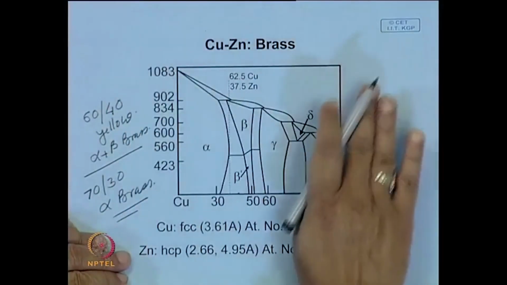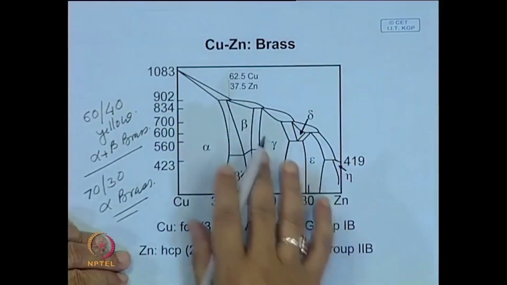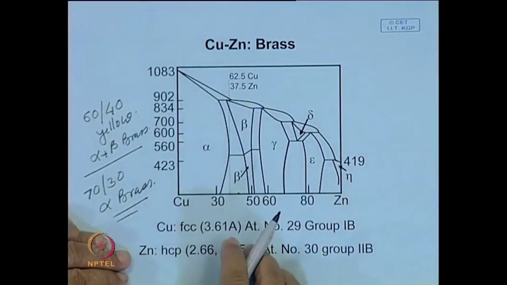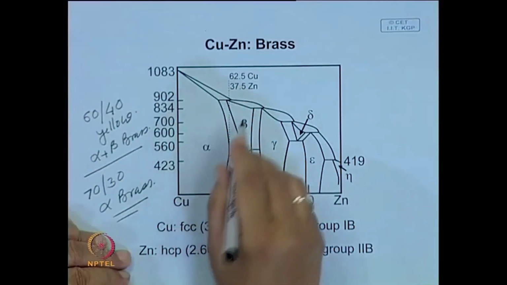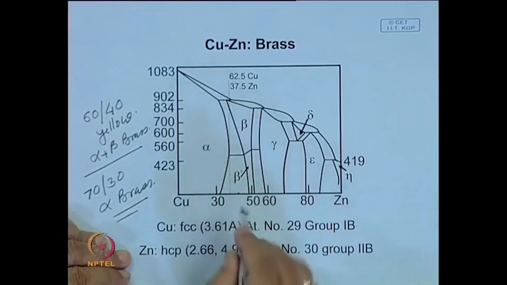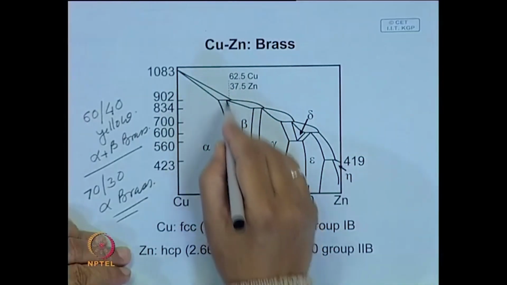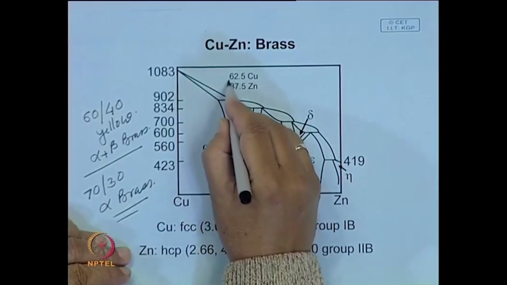So, this phase diagram tells you not only about the microstructure, you can also infer properties, and you can find out the temperature range where it can be worked. And one interesting alloy which is here, which is shown by this line.